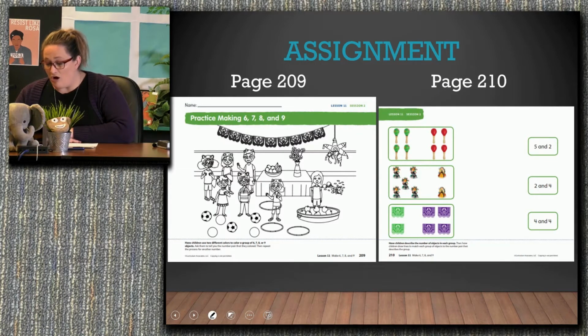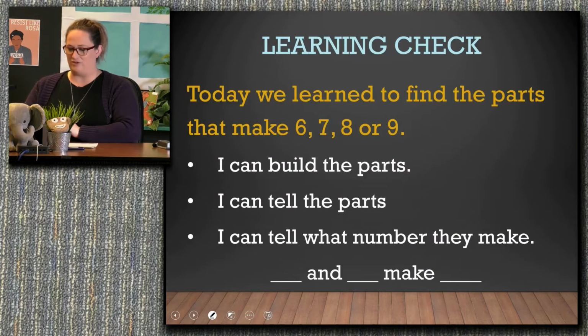So if there are 6 soccer balls or 6 balls all together, you're going to color all of them one color. And then all the things that make 7 a different color. And all the things that make 8 a different color. And all the things that make 9 a different color. Okay? And then you're going to practice matching things from the picture to the words and numbers that match. So that's your assignment for today.